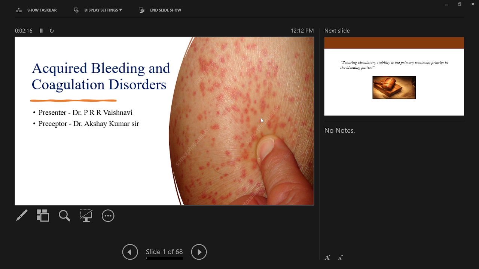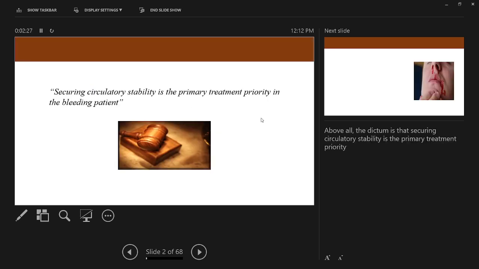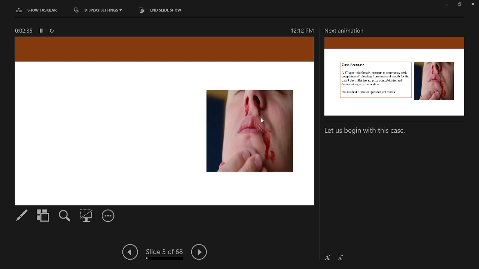One was CLD, the other one was platelet disorders, the other one was coagulopathies and all. So in any bleeding patient, the first and foremost thing that one has to remember, that is the dictum, is securing the circulatory stability, which is the primary treatment priority in the bleeding patient. Let us first see this case.